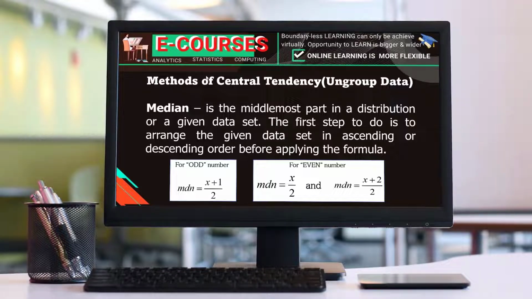Now, there are two formulas to use in calculating the median. First, if the given data set is of odd number, and second, if the given data set is even number. Alright, so let's illustrate first the odd number.